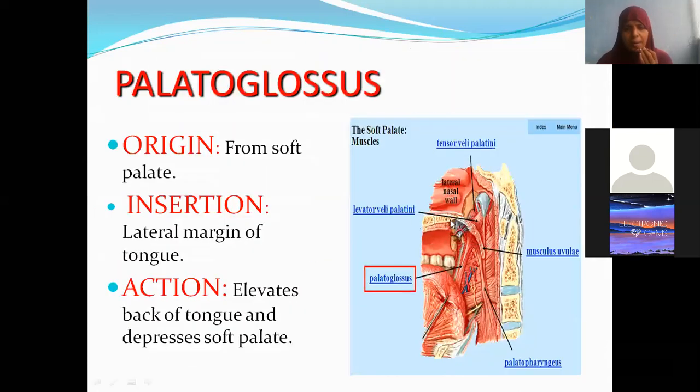Palatoglossus: this is the hard palate and the remaining part is the soft palate. Okay, from the soft palate, as I just told you, we have the palatoglossal arch anteriorly. In the palatoglossal arch, we have the palatoglossus muscle coming from the soft palate, getting inserted into the lateral margin of the tongue. It elevates the back of the tongue and depresses the soft palate.